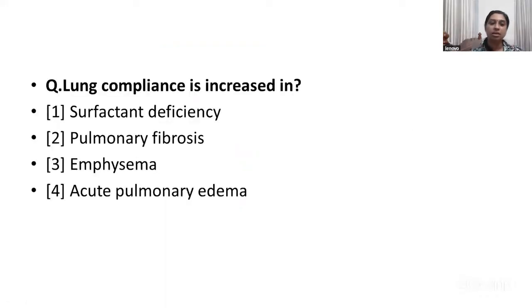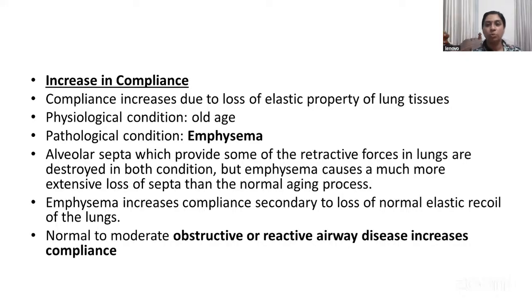Next is lung compliance is increased. The options are surfactant deficiency, pulmonary fibrosis, emphysema, acute pulmonary edema. Answer is emphysema. Okay. So, what are the factors? What is compliance and what are the factors leading to increase and decrease in compliance?